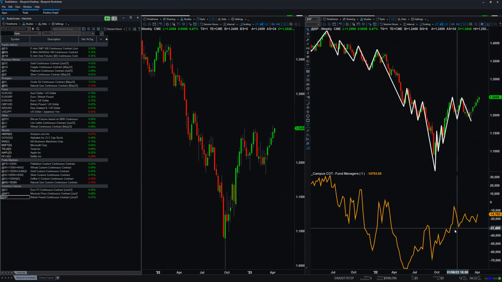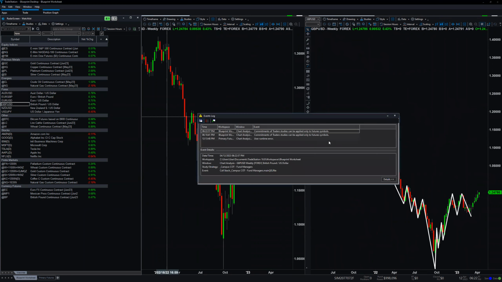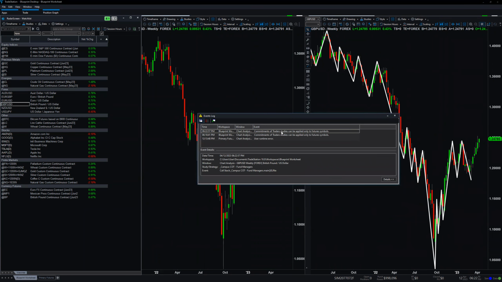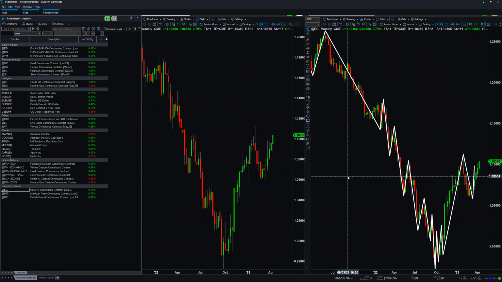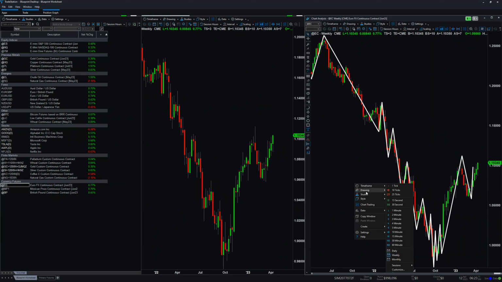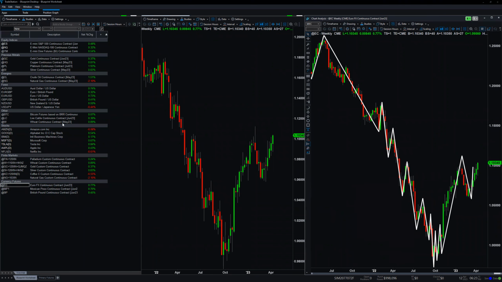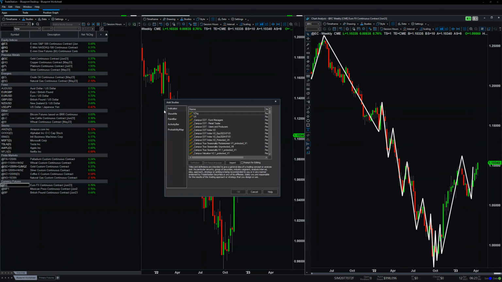And again, with that, I'm getting the fund managers as well. If I were to go to GBP USD, you can see again, oh, it's gone. I get the error message: Commitment of Traders study can only be applied to futures symbols. Right, I go back to my @EC and I go back to my studies, add study, and I add the fund managers.